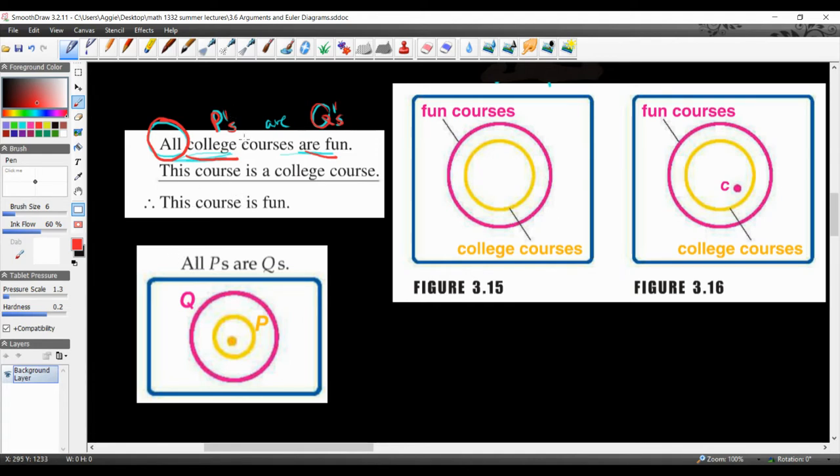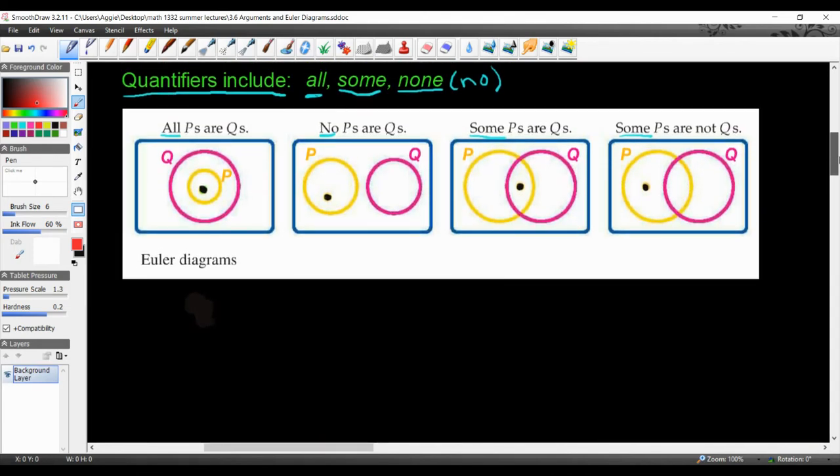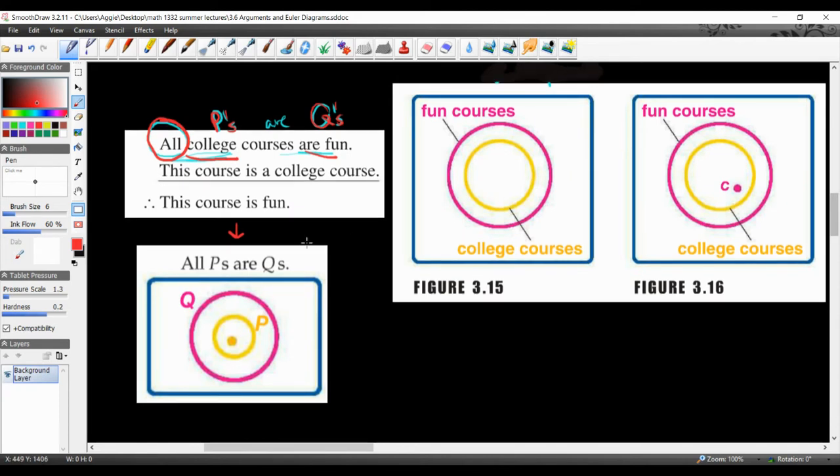So this follows the all P's are Q's pattern, which is this box right here, and I'm getting this directly from the four possible scenarios that we have. It's the first one. According to premise one, all college courses are fun, which means that all the P's, which is this yellow circle, are going to be inside the other circle, the Q circle. So I have that here. College courses are inside the fun courses.